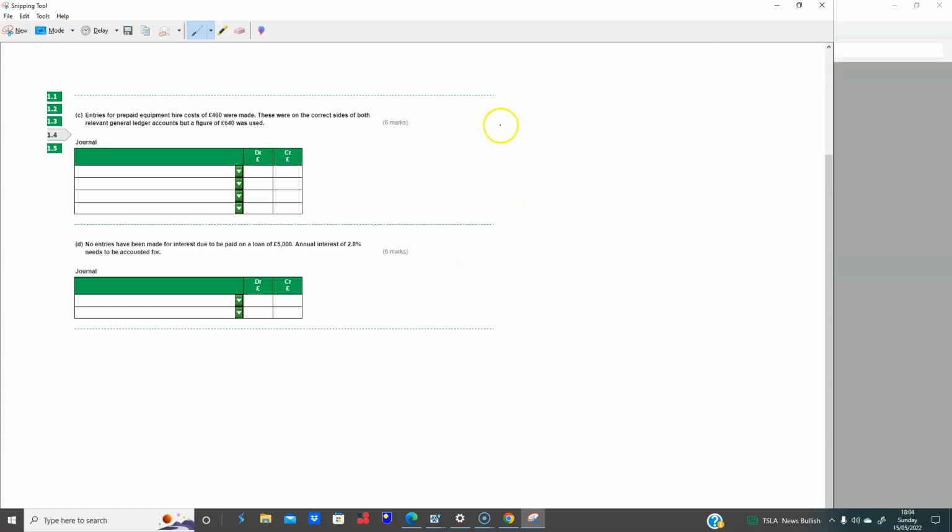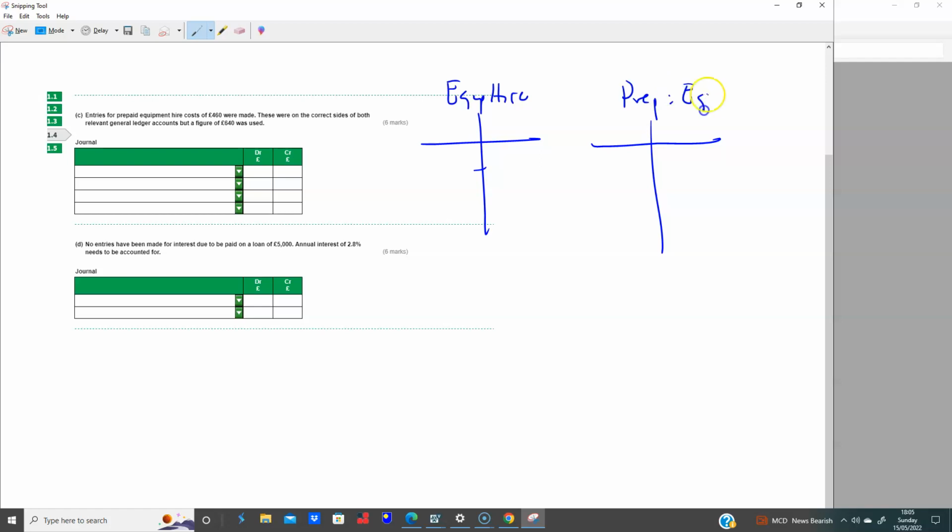Right, so this is telling us to look at what happened here. You had equipment hire and the prepayment of the equipment hire. What happened was that you did 640. So you debited equipment hire 640 and credited prepayment. That's exactly what you did, and this was done correctly. But a figure was used on the correct sides, and the figure of 640 was used. You should have done 460, but you've done 640.